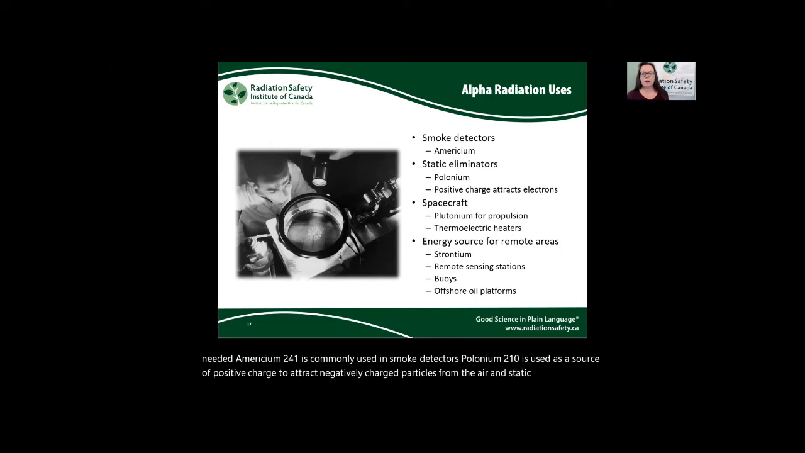Nuclear sources are beneficial because they can be used in remote areas as they do not require an external source of energy. In the case of alpha sources, plutonium has been used as a propulsion source in spacecraft and as an energy source for thermoelectric heaters in space. Strontium is used in a variety of remote locations as an energy source, remote sensing stations for monitoring the weather or earthquakes, on buoys in the ocean, and on offshore oil platforms.